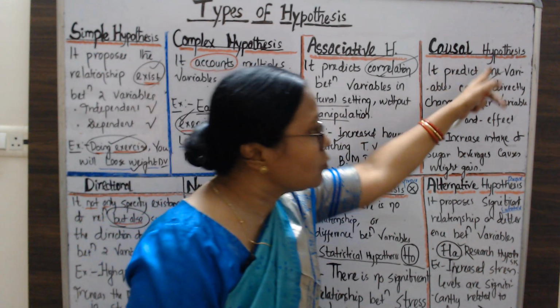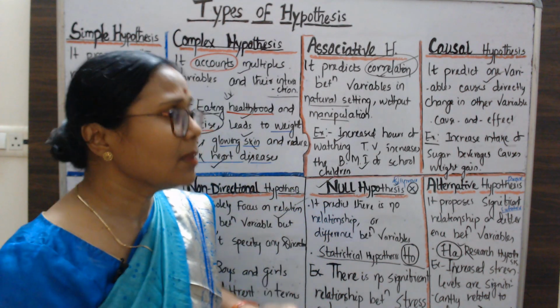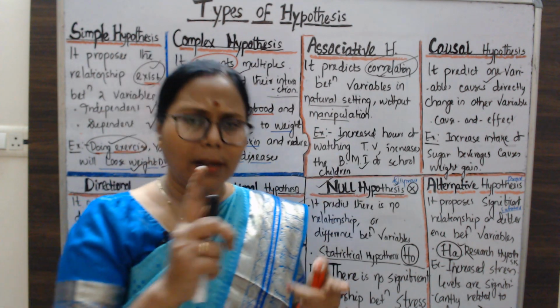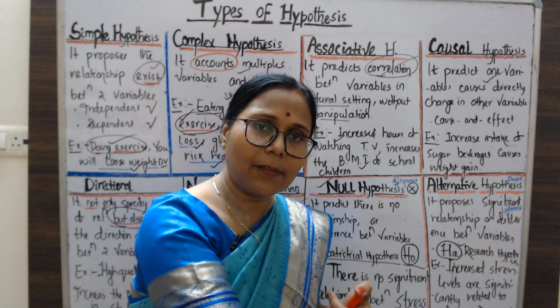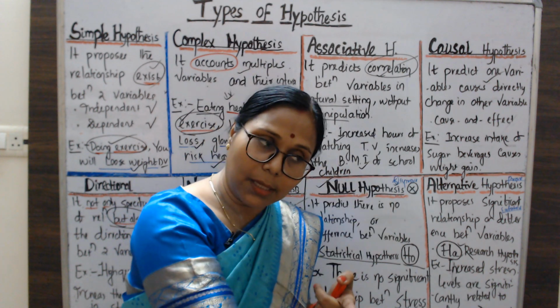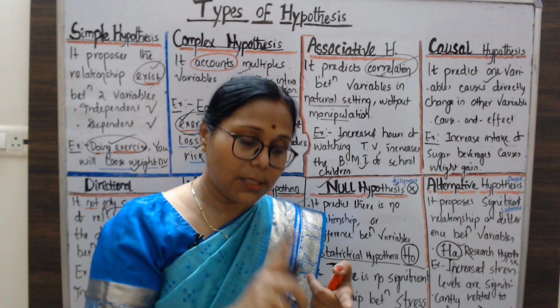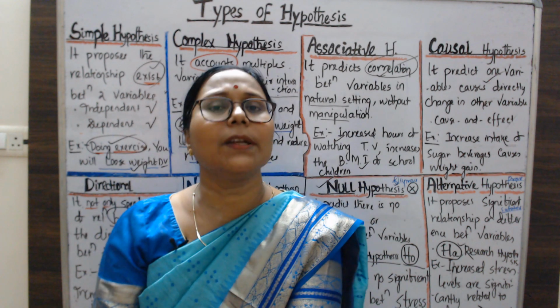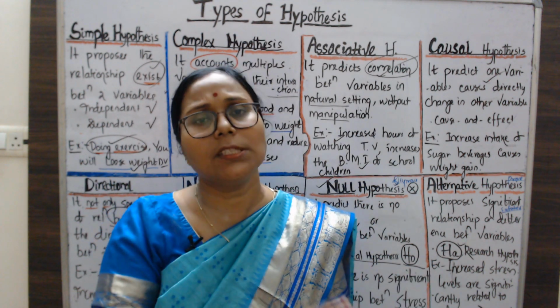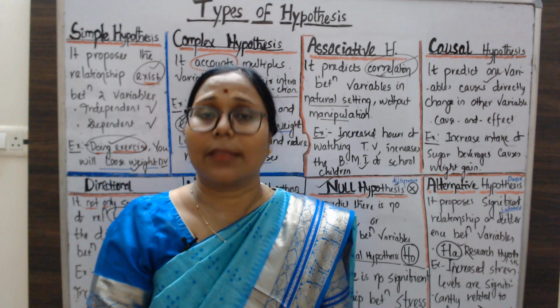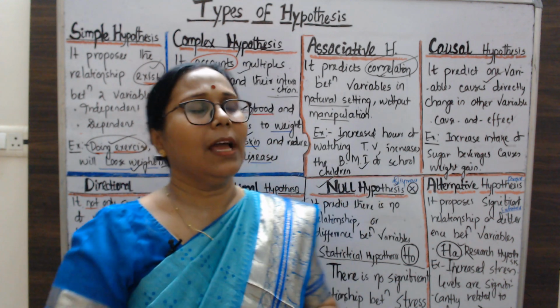Fourth one, causal hypothesis. Causal hypothesis means it predicts that one variable directly affects another variable. Here one variable we take as the independent variable, and the independent variable directly affects the dependent variable. That is, a cause and effect relationship is there. So this is called a causal hypothesis.